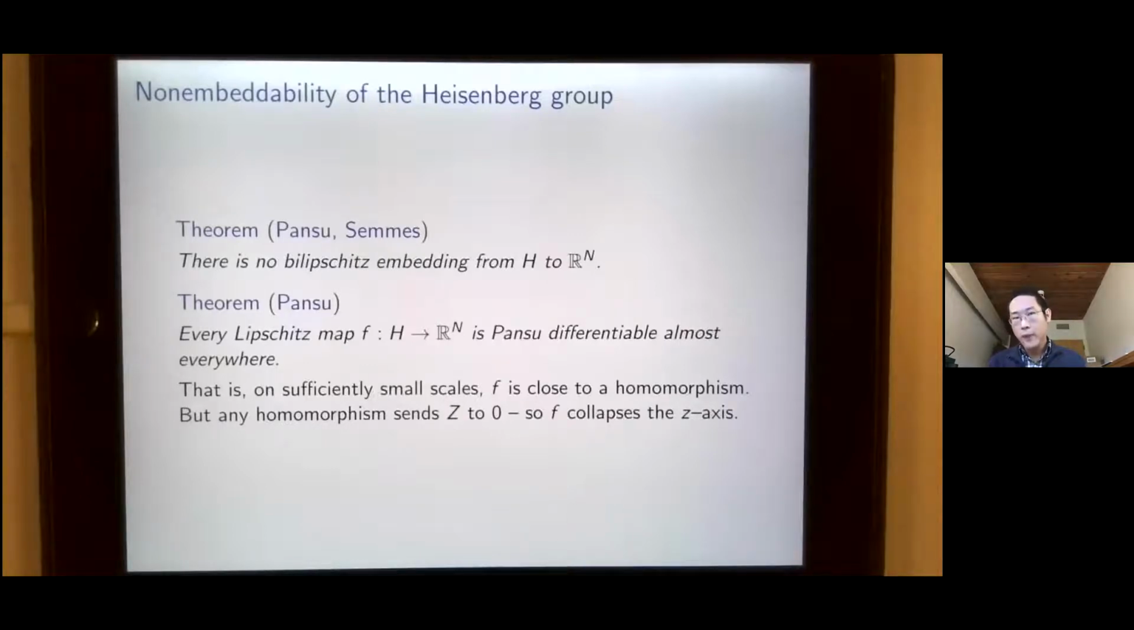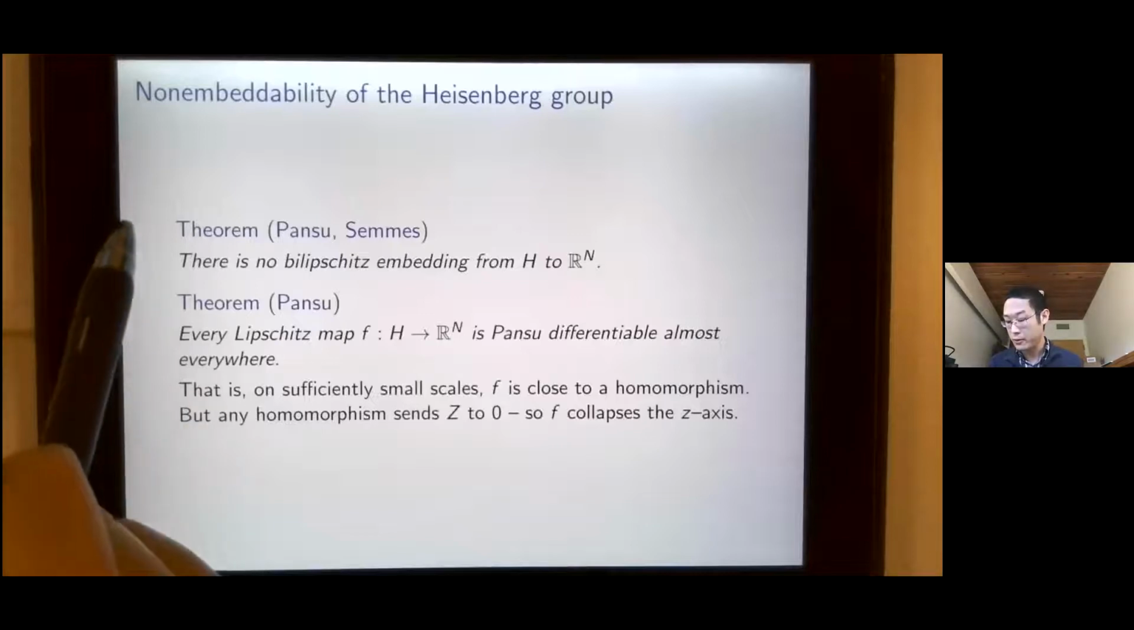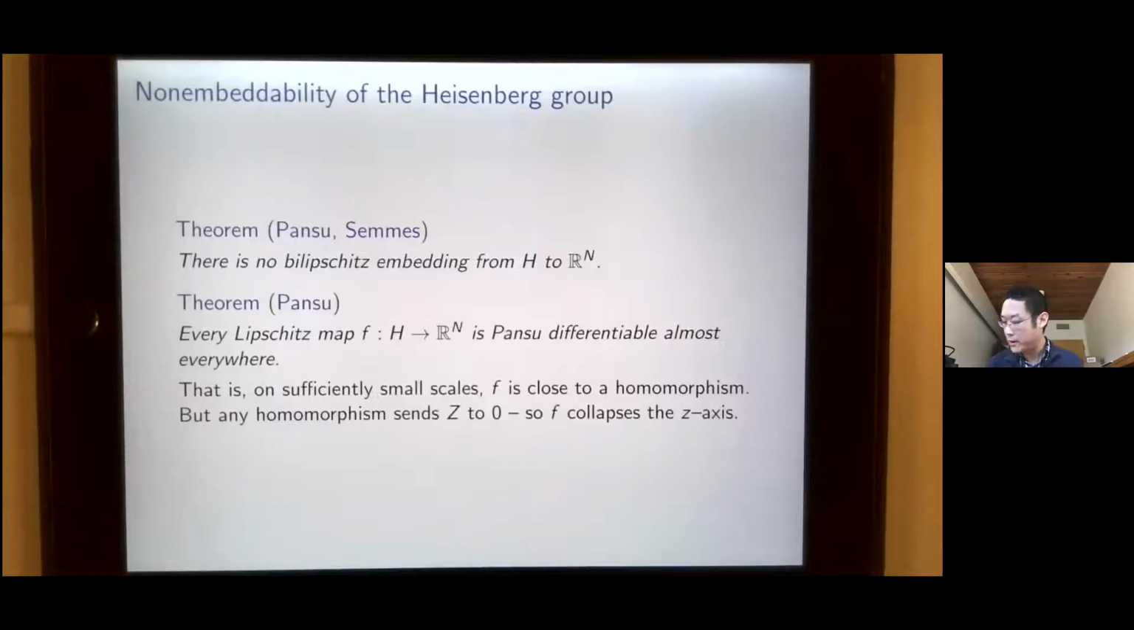In order to avoid that, it would be helpful to know why the z-axis collapses, why there's some ball where the z-axis collapses, so we can construct embeddings that avoid that thing as much as possible. So let's look at this a little bit more closely to try to figure out what we need to avoid when we construct embeddings later.